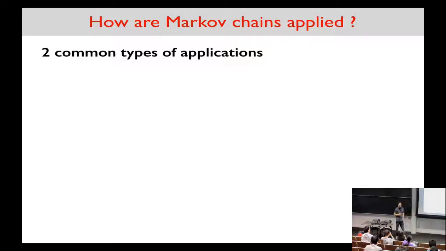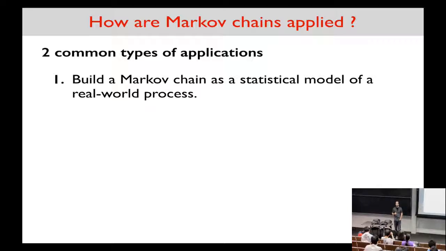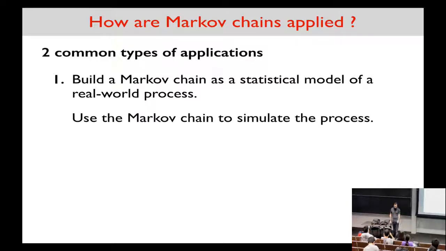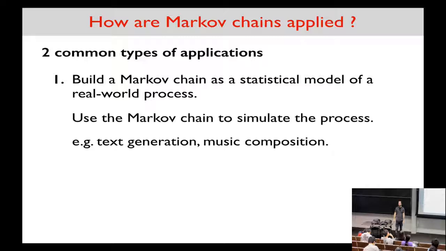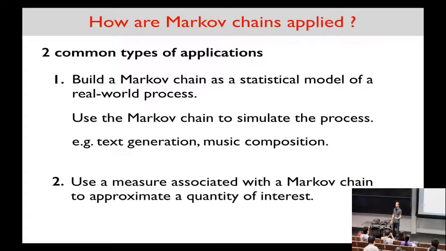So there are two common types of applications of Markov chains. One is where you build a Markov chain as a statistical model of some real-world process, a statistical model for a process that you observe in the world. And then you use your Markov chain to simulate that process. Automatic text generation and automatic music composition fall into this category.